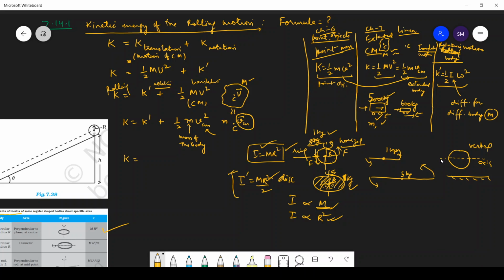Now rotate this ring. In the same way, if you rotate this ring, you need to apply that, so it will have the lesser. So here you can understand that this motion is different as compared to this.